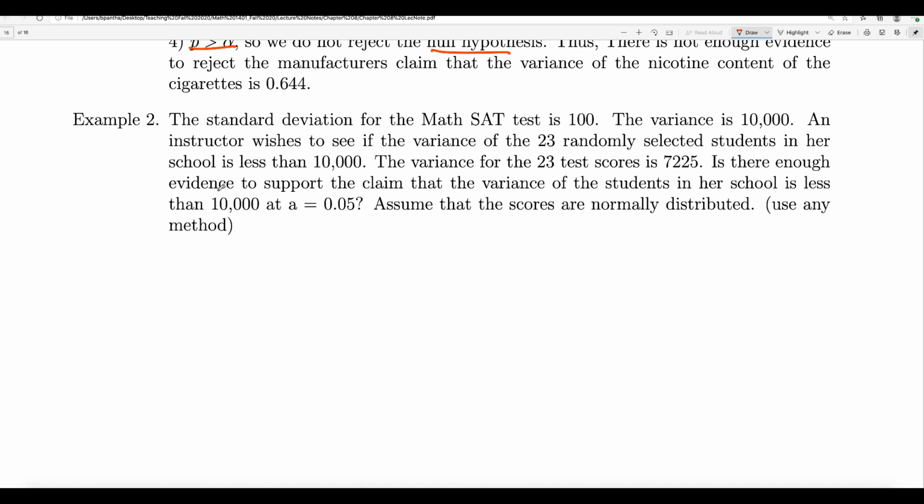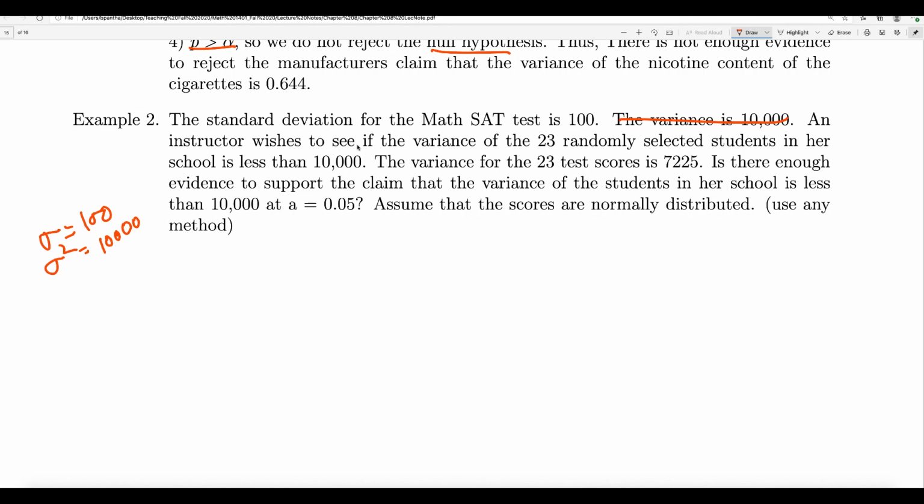All right, let us do example number 2. First of all, let us write down the given things. The standard deviation of the test score, sigma, is given as 100. Okay, the variance is, oh, both are given. This may not be given to you. If sigma is 100, then sigma squared is 10,000, right? So 10,000 is the variance.